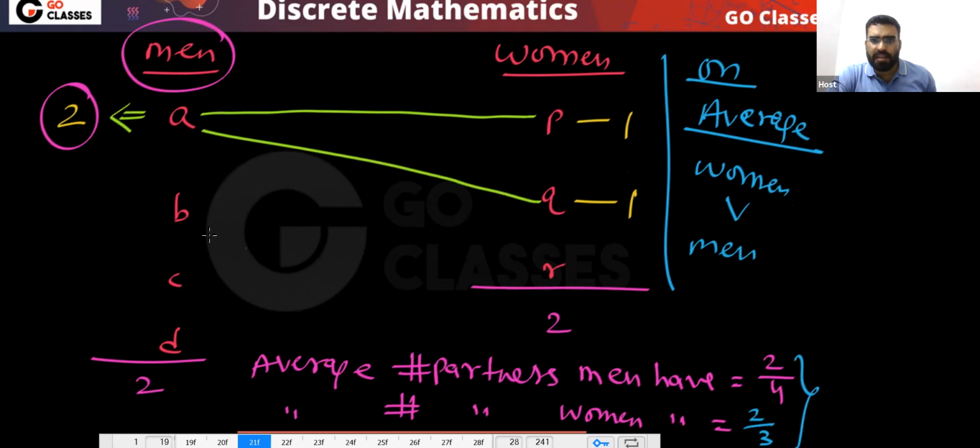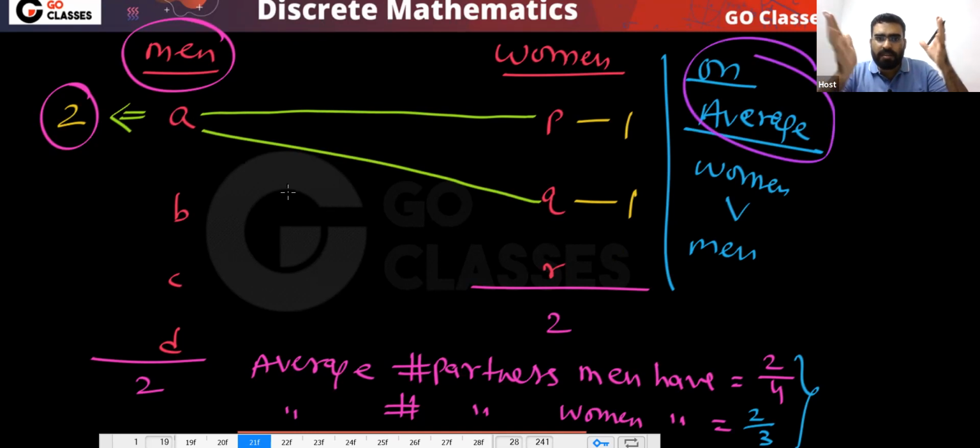So tell me, can you notice from this why this is happening? Can anyone tell me why this is happening? On average, women have more partners than men because there are fewer women. It has nothing to do with their partnership, nothing to do with their loyalty. Yes or no? In this scenario, women are more loyal. In this scenario, men are not loyal.